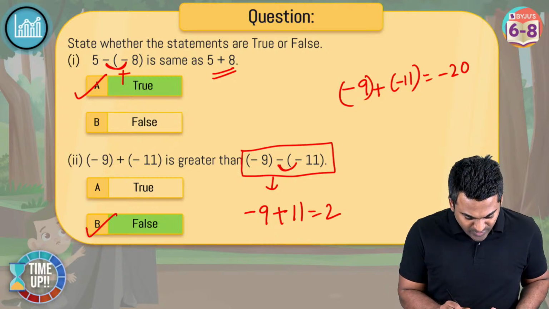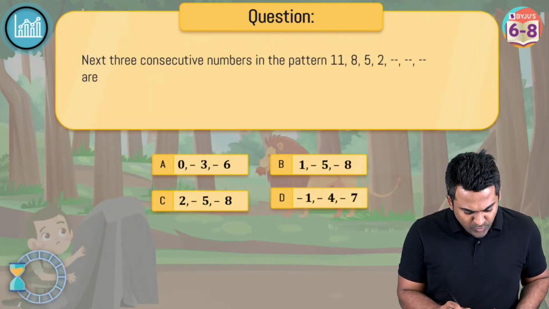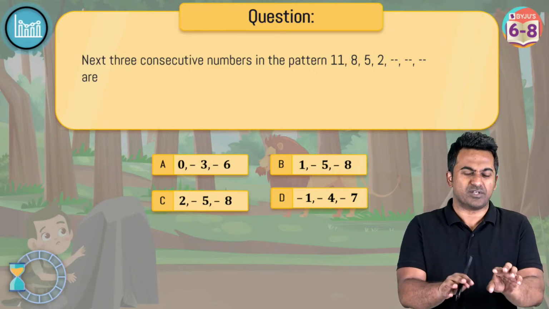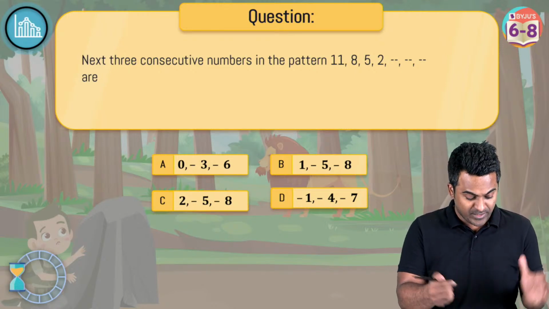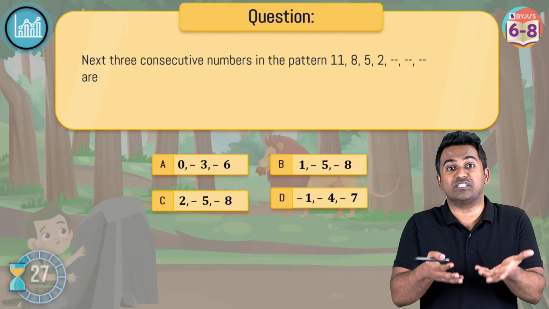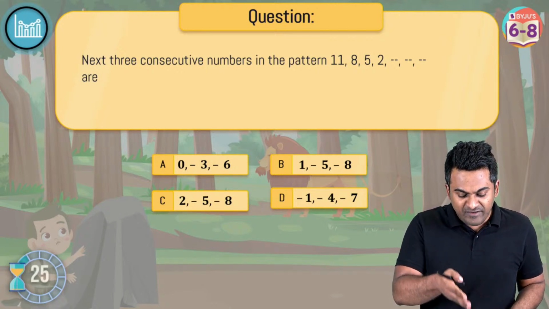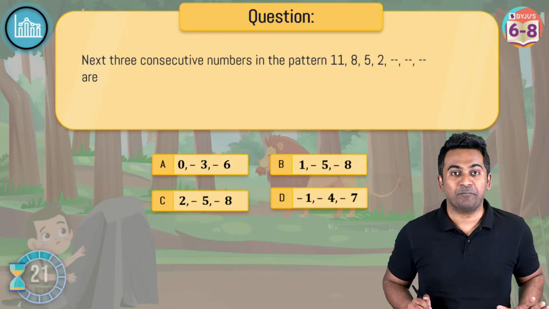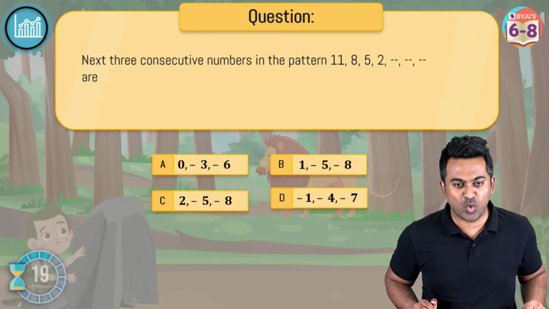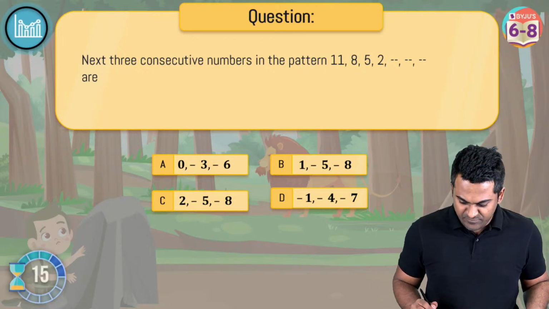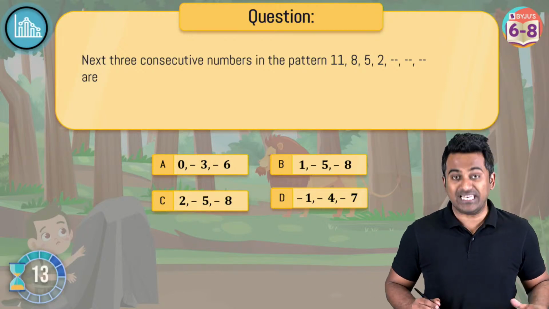Now moving on to the next question. Okay, so you've got to figure out the 3 consecutive numbers in the pattern. So try to decode the pattern. Try and understand what is happening in this pattern and you shall be getting the correct answer. So 11 becomes 8. How does this become 8? 8 becomes 5. 5 becomes 2. So there is a pattern going on there. Okay, let's see how many of you can decode this pattern. I'd like to give you some time for this question now. Okay, so 15 seconds are still left out.